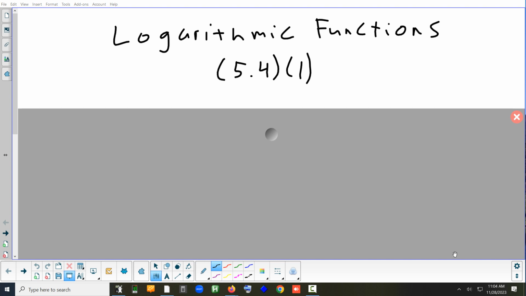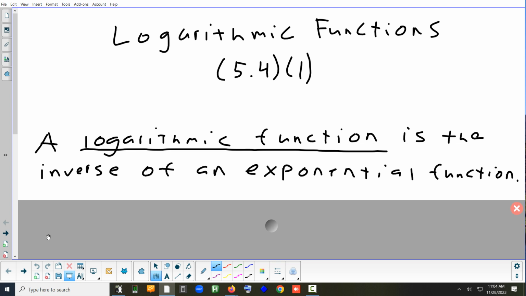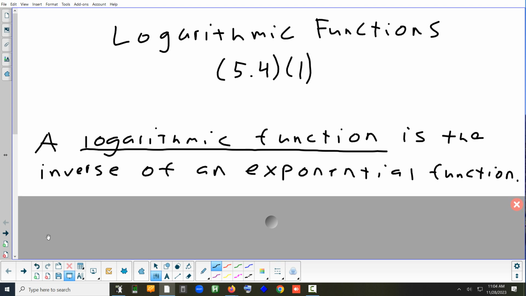Eventually we'll solve some equations with logs, and then we'll do the transformations. So we'll do all the things that we normally do with logs. So first of all, the connection between a log function and an exponential function is they are inverses of each other. What does that mean? It means they have the same connection that squaring and square rooting have. They cancel each other out.